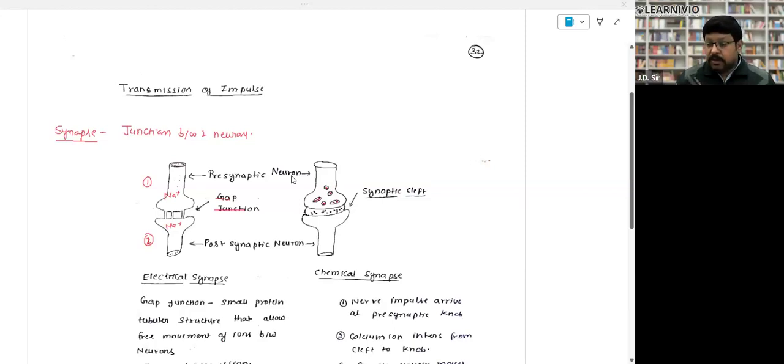You know, the notes are given everywhere, even in your NCERT, in a very vague manner. That's why I have made my own handwritten notes.